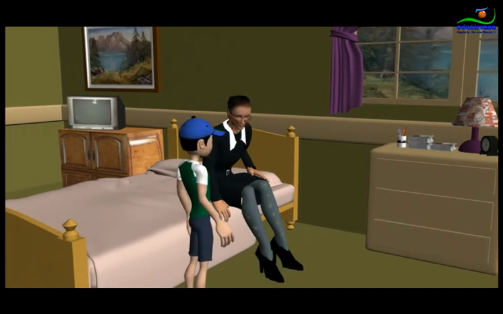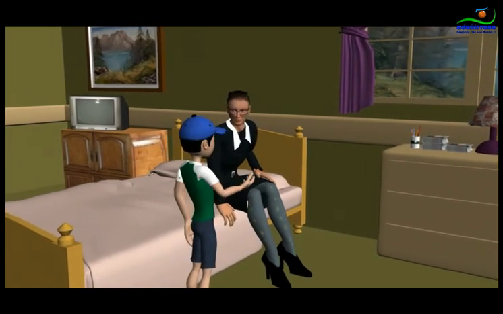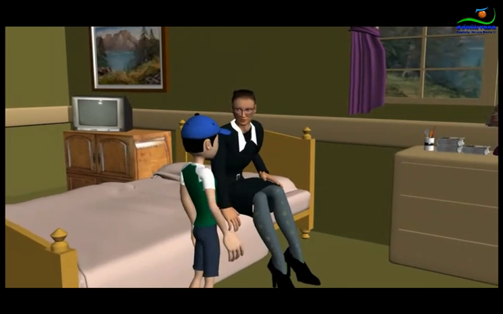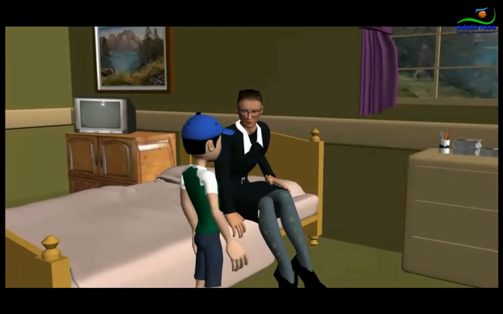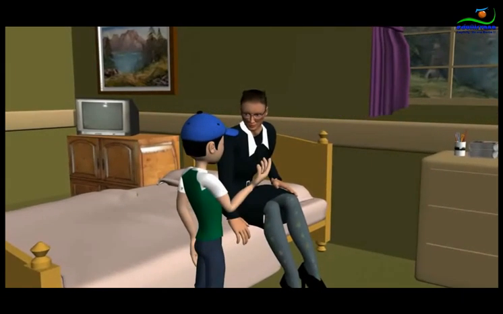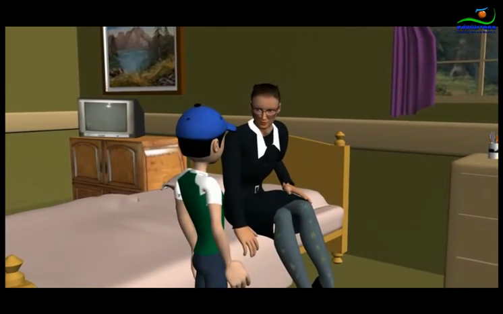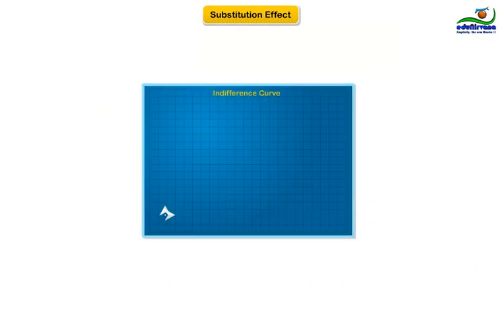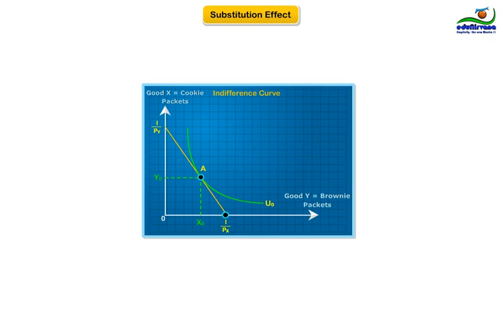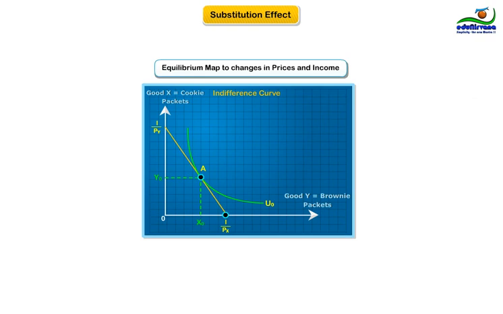This is good, Mom. Now I understand why you haggle so much while buying groceries. The lower the prices, the higher we would be able to go on the utility curve, given a budget constraint. Thanks, dear. Let me now explain how the above equilibrium maps to changes in prices and in our family income.